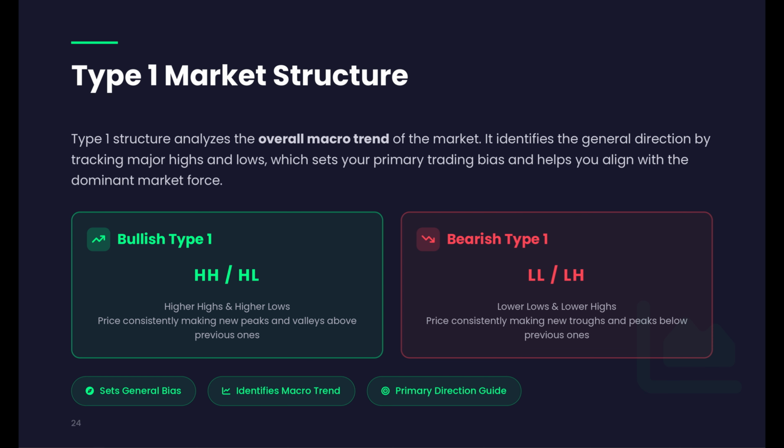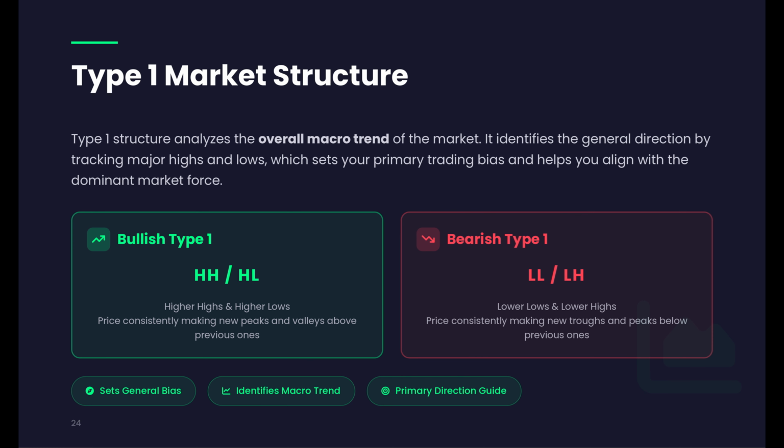Order blocks are particularly powerful when they align with other forms of analysis. Second, fair value gaps, or FVGs. These are price imbalances on the chart where price moved so quickly that it left a gap. The market has a tendency to return to these gaps to fill them, to achieve fair value. When you spot a fair value gap on your higher time frame, that's a potential point of interest where price might retrace before continuing its trend.